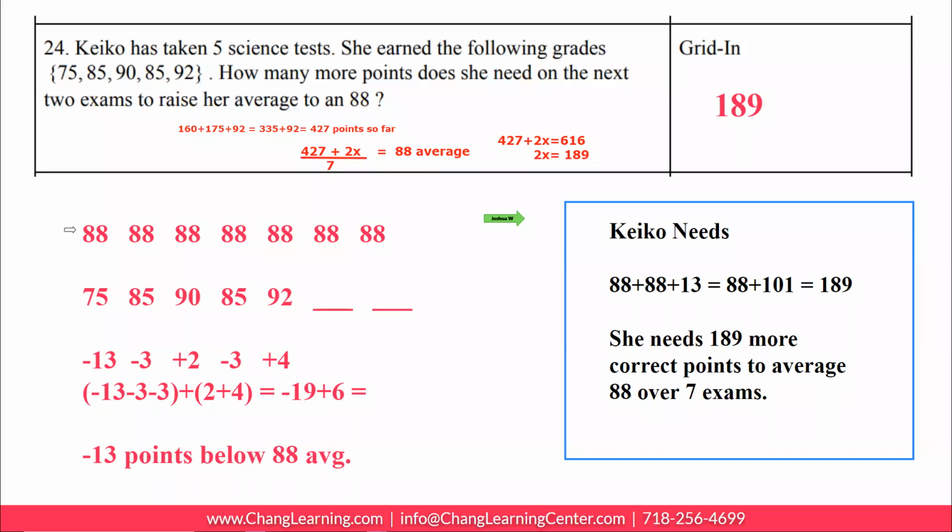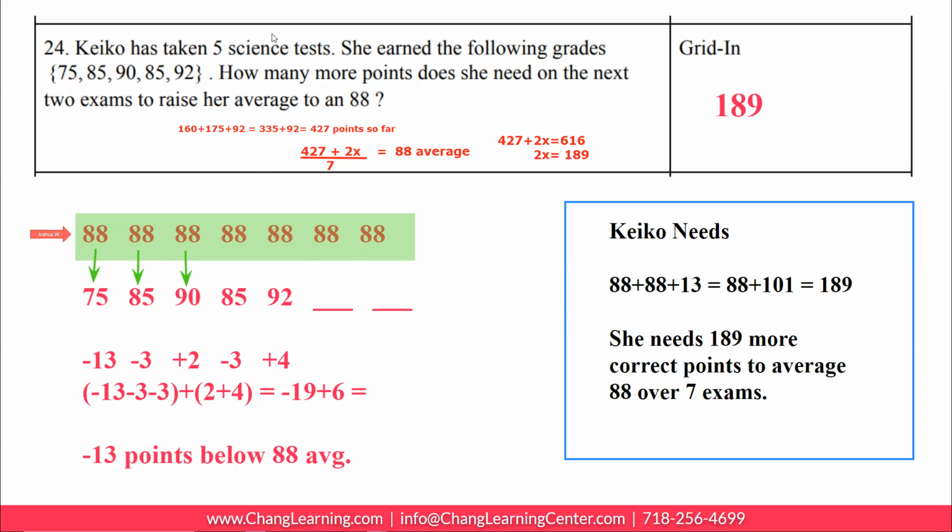An alternate method that might be easier for some students, and it'll help you understand statistics, is let's pretend that, like a robot, every time Keiko takes a test, she gets an 88. Then since there's no variation, no deviation, no variance, all the tests are 88s. So we're going to compare her actual performance to the average 88. On her first test, she got a 75. So I'm going to write that as 13 points less than the average. On her second test, she got an 85. So that's 3 points less than her average goal.